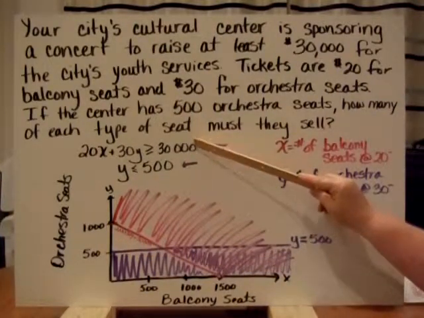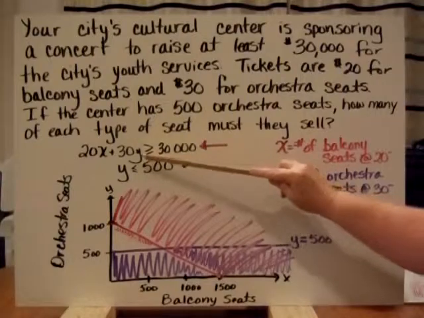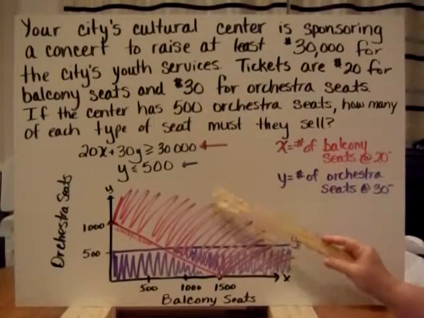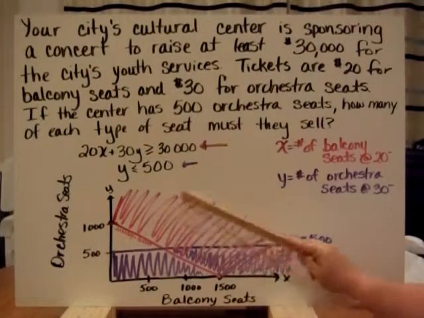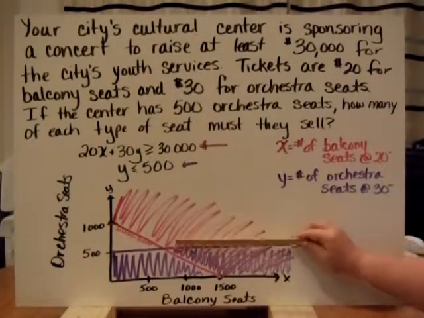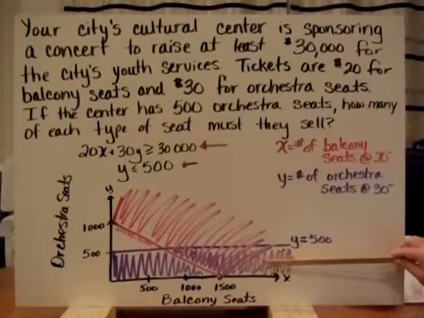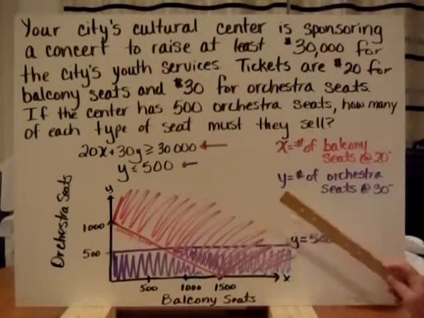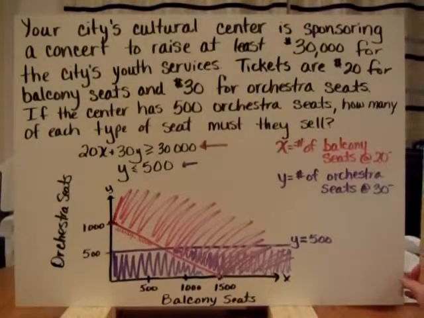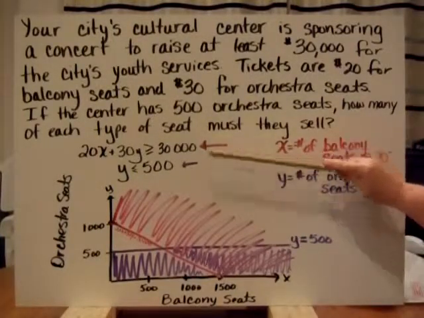If you don't like using the intercepts, remember you can always solve this for y and graph it that way. It says this is greater than or equal to, so we shade above the line. And this area right here where the pink and the purple overlap are all of the possible combinations of balcony seats and orchestra seats that would meet these requirements.